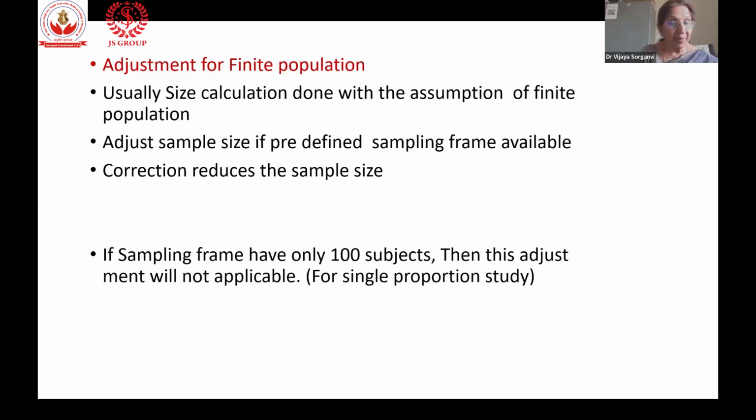But if the sampling frame has a total of only 100, if we know that total availability is 100 subjects, then we calculate with the assumption of infinite only. We will not make any finite population correction in that sample size calculation.